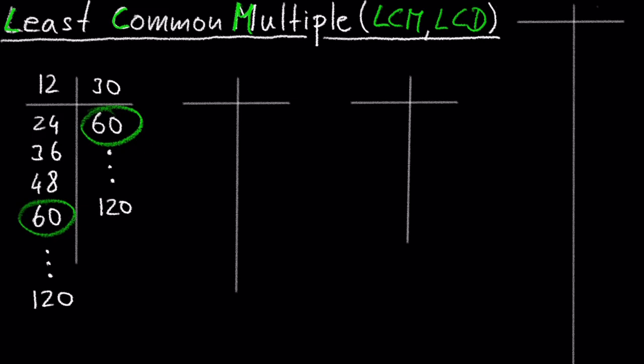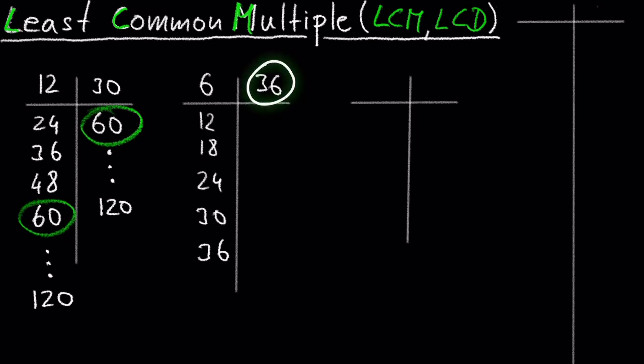What is the least common multiple of 6 and 36? The multiples of 6 are 12, 18, 24, 30, 36, and so on. We don't need to write down the multiples of 36, because 36 is a multiple of 6. And 36 is also a multiple of 36. So a common multiple of 6 and 36 is 36.